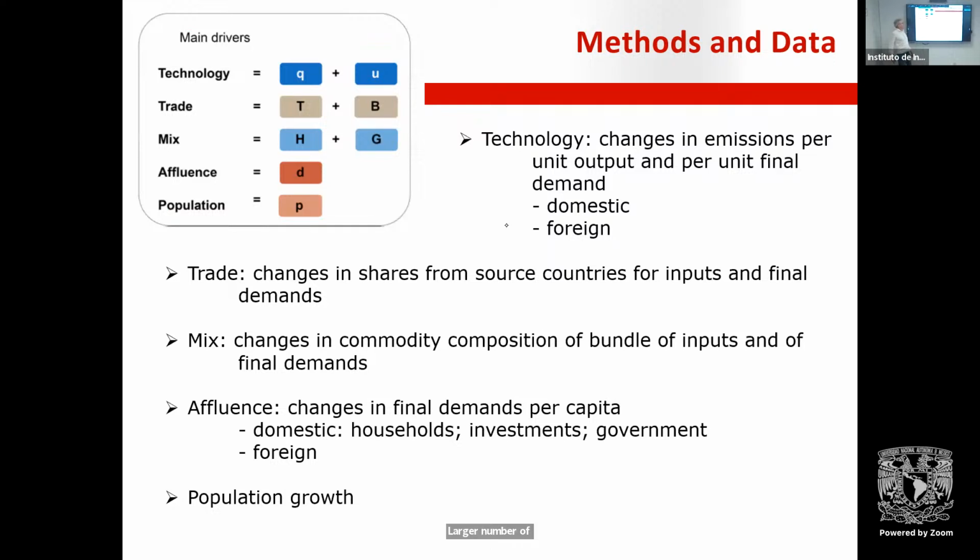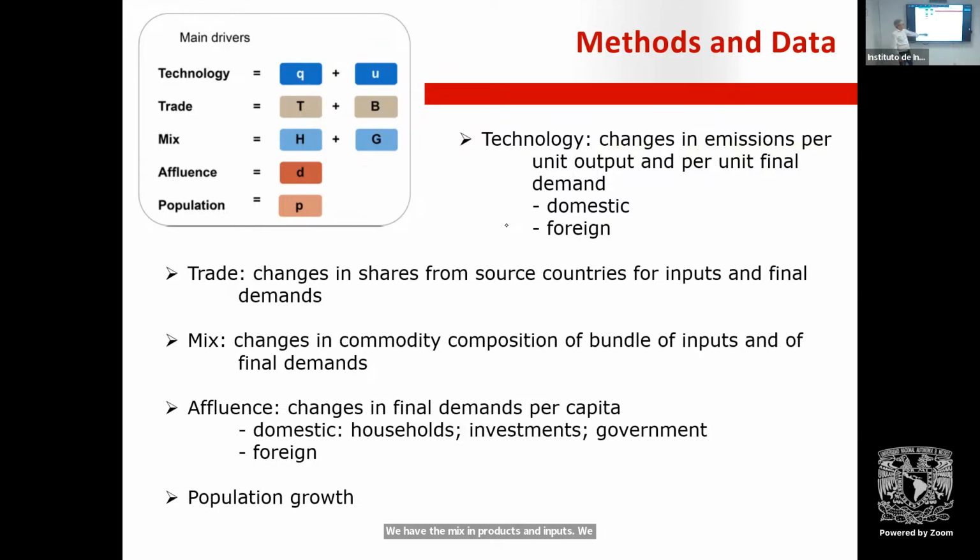So these are the elements that we take into account, largely following what I showed you in previous hours. We have technology, that is huge changes in the emission coefficient. We also take into account here the emissions directly by households, so driving a car, and we have also there a technology component. We have the trade structure matrix that I explained earlier. We have the mix in products and inputs. We have affluence and population.